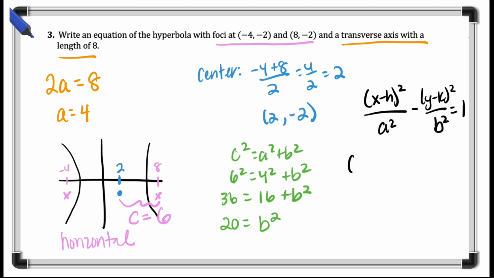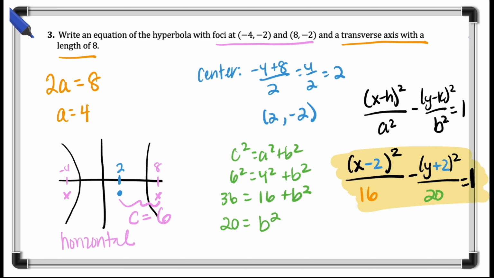So now you can say you've got x. The x coordinate is going to be, that's the -2, because it's always a minus. You're going to have that squared divided by a squared, so that's 4 squared, which is 16. You're going to have a minus y. And then you've got your k value, which is -2, that'll turn into a +2, and then square it. And then your b squared we found out was 20, and then that equals 1.